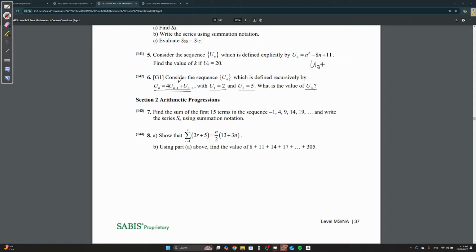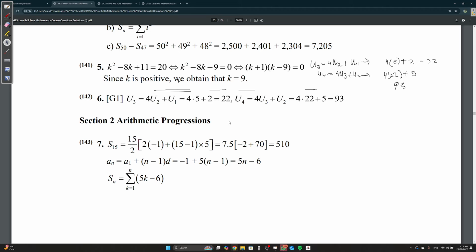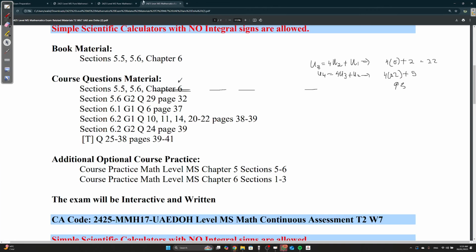If I start over here, u3 is going to be equal to 4u2 plus u1. So 4 times u2, which is 5, plus u1, which is 2. It's 22. So u4 is going to be 4u3 plus u2. So it's going to be 4 times 22 plus 5. So 88 plus 5, so 93. Let's check. It's correct.